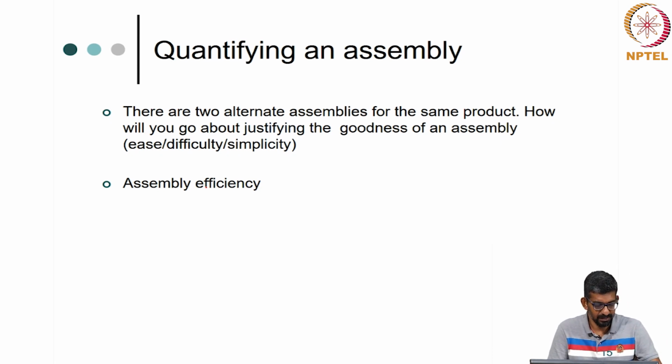Then the assembly efficiency is something that you want to look at. Efficiency is not a new word for you, right? We have seen efficiency in different senses. It is basically what people say is output by input. That is, you give this much and this is the output, right?